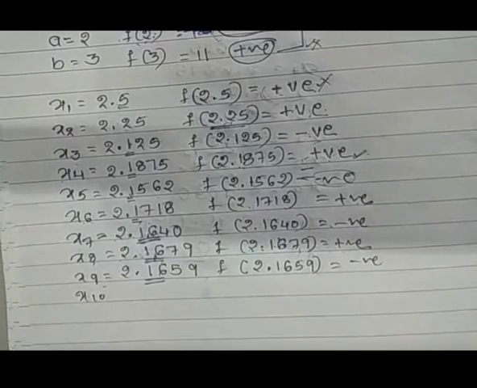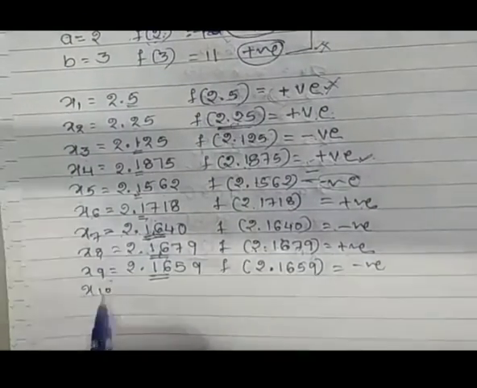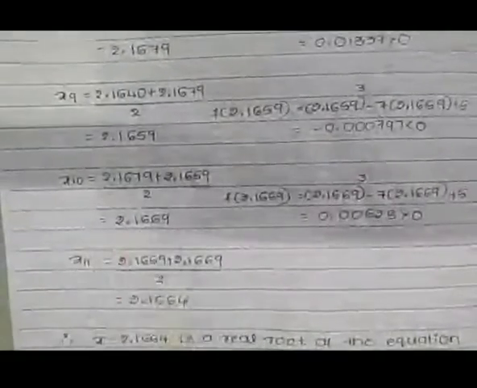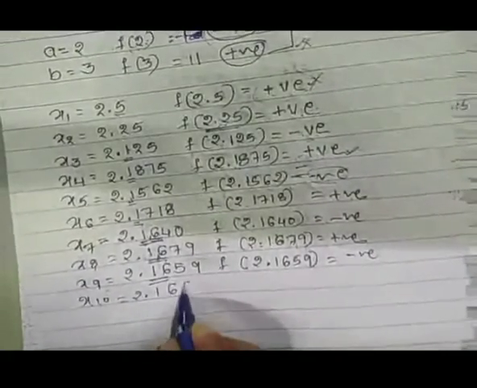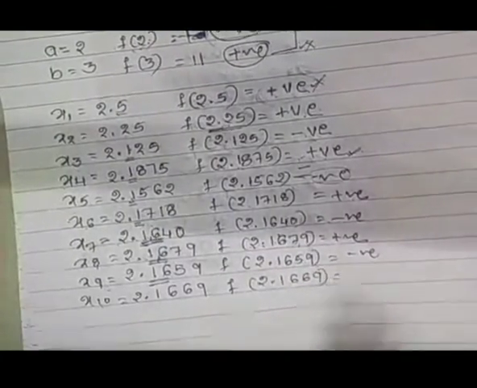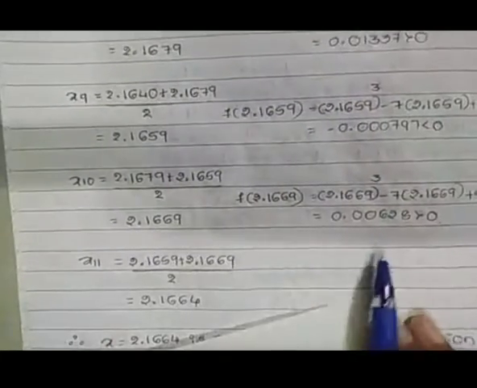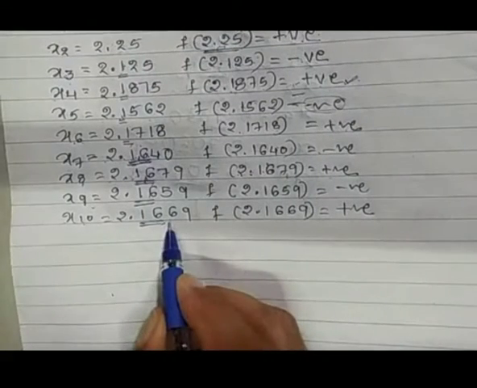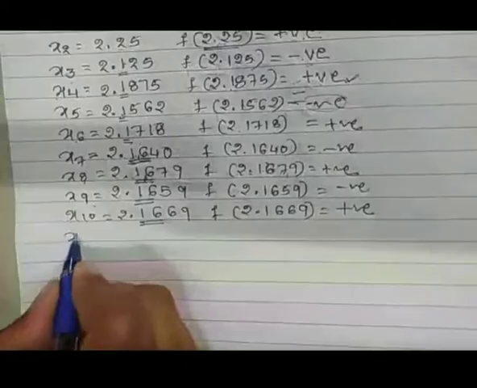Here still two decimal values are the same. So go for x10. When we calculate x10, we are getting 2.1669, and f of 2.1669 is giving us a positive value. You can observe still only two decimal values are the same, not the third one. So go for the last approximation, that is x11.